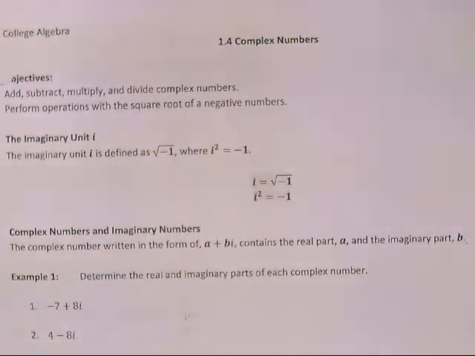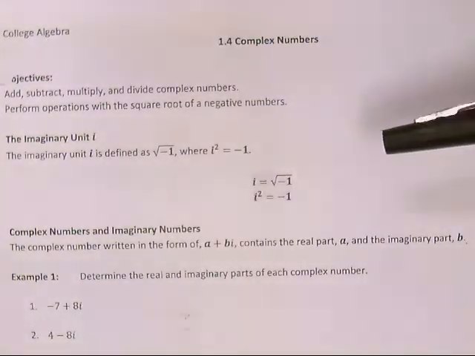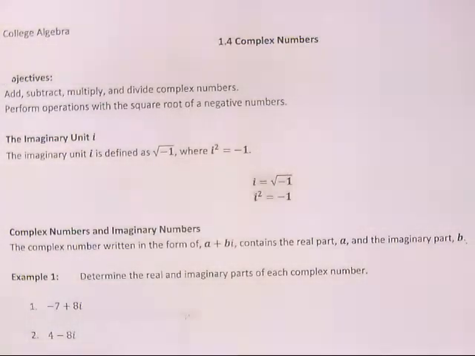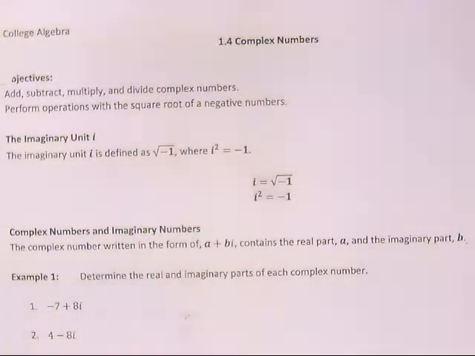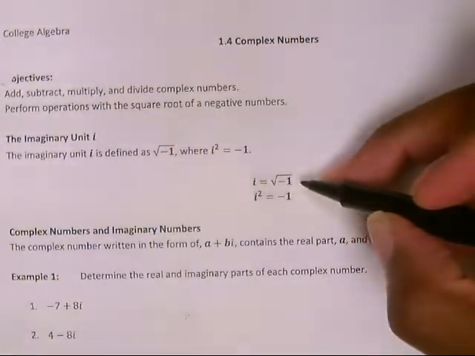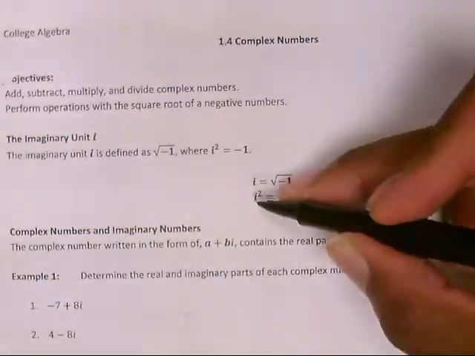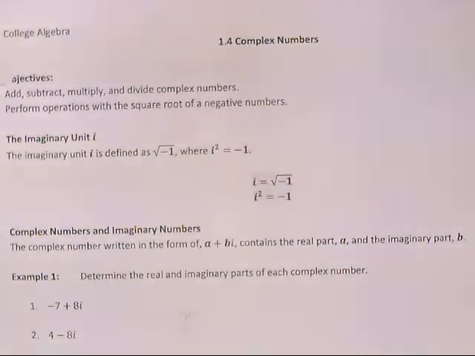Okay, in this video we're going to be looking at complex numbers, and what we'll be doing here is adding, subtracting, multiplying, and dividing complex numbers, and performing operations with the square root of negative numbers. First of all, let's introduce you to the imaginary unit called i. The imaginary unit, which is i, is defined as the square root of negative 1, where i squared equals negative 1. Okay? So if i is going to be the square root of negative 1, then i squared will be equal to negative 1.